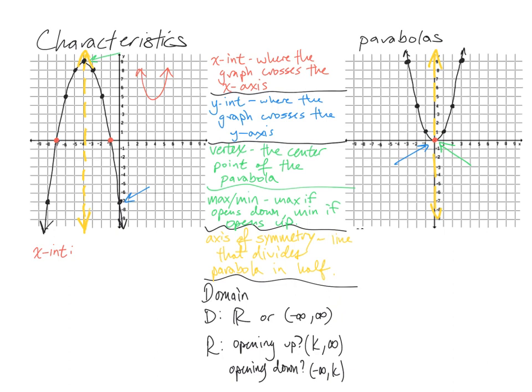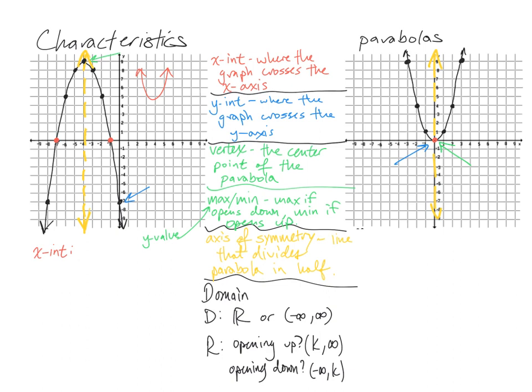Now, another way to know that this is the vertex is to notice that this is either the maximum or the minimum of this graph. Maximum or minimum refers to a y value. So this right here refers to a y value, and it'll either be the biggest y value, which we would call the maximum, or it'll be the smallest y value, and that's what we would call the minimum.